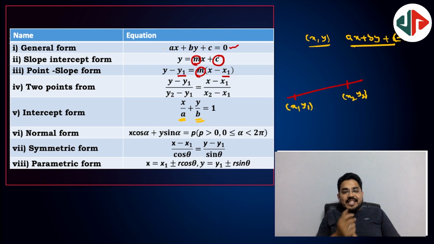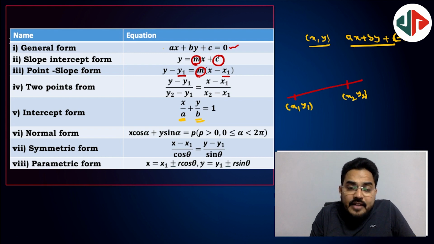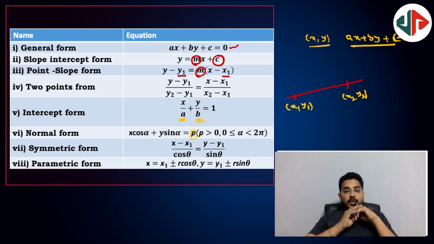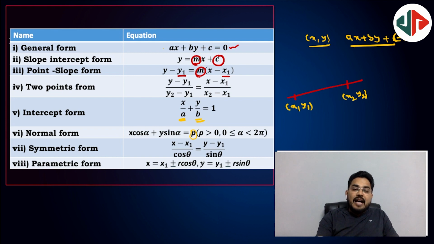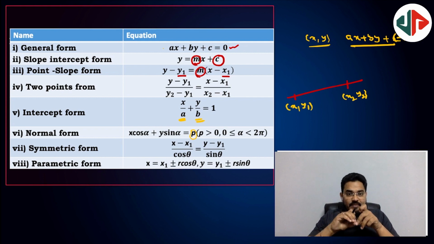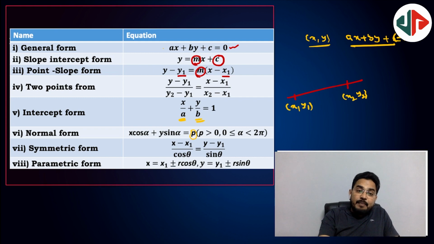Normal form is x cos alpha plus y sin alpha is equal to P, and the important thing is that P has to be positive. Then symmetric form and parametric form, where one comes from the other: (x minus x1) by cos theta is equal to (y minus y1) by sin theta. And if I want to find a point on this particular line which is r units away from (x1, y1), I'll go for the parametric form.